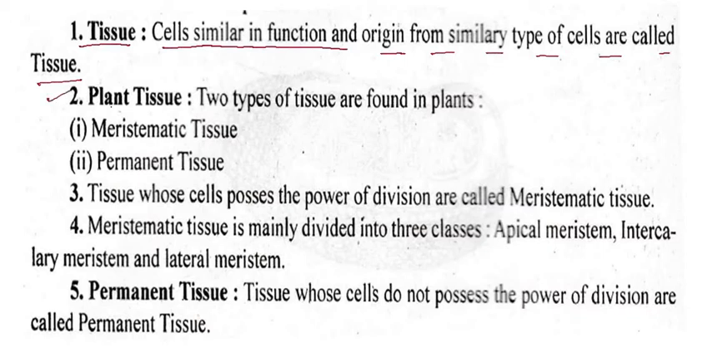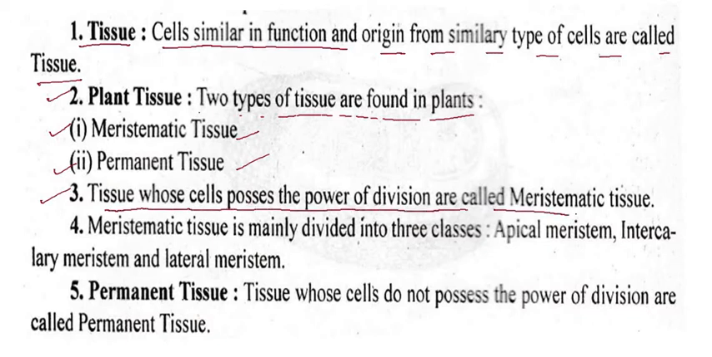Now, plant tissue. Two types of tissue are found in plants. First one is meristematic tissue and the second one is permanent tissue. Tissue whose cells possess the power of division are called meristematic tissue. Meristematic tissue is mainly divided into three classes.